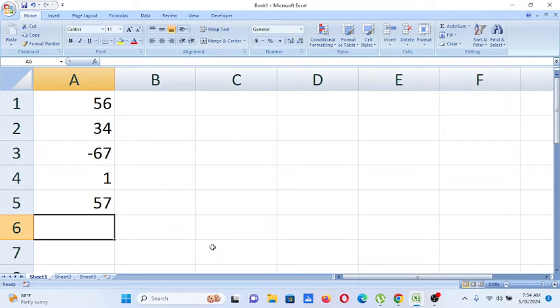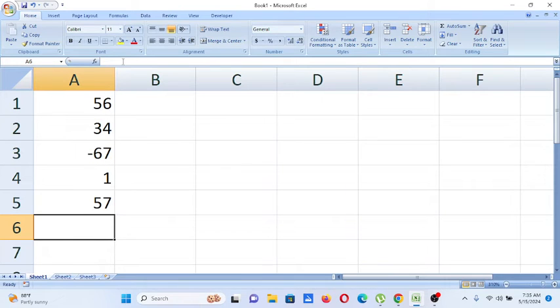So let's begin. I have here several values in my cells. In A1 we have 56, A2 we have 34, A3 we have negative 67, A4 1, and A5 57. So the MIN function in Excel will determine which of the five values given in each cell has the smallest numerical value. In this case, it is very obvious that negative 67 is the smallest value.